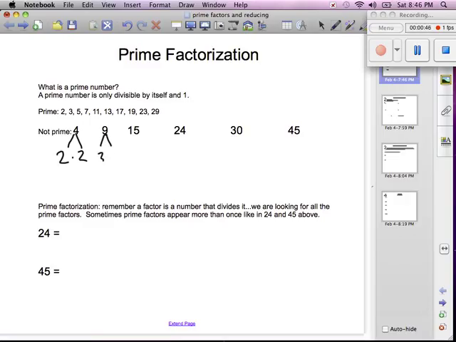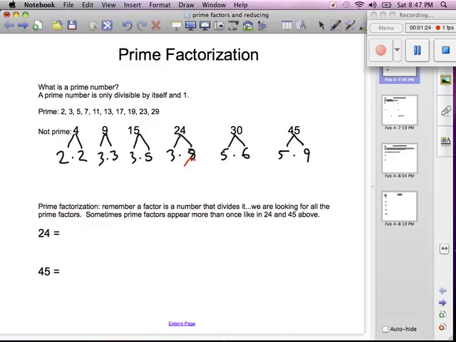9 is not prime. 15 is not prime. 24 is not prime. 30 is not prime. And 45 is not prime. Okay, these are all called composite numbers, but I don't care if you know that word either. They're not prime.